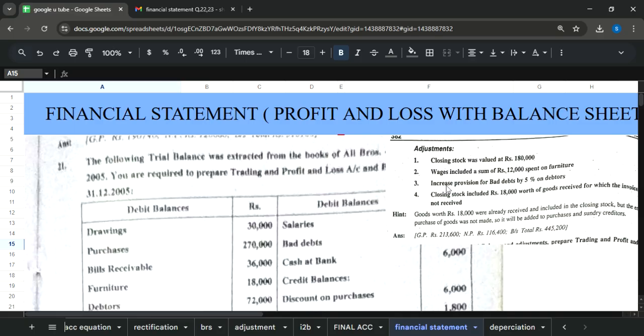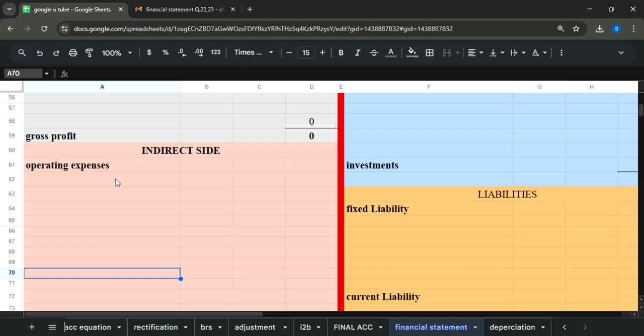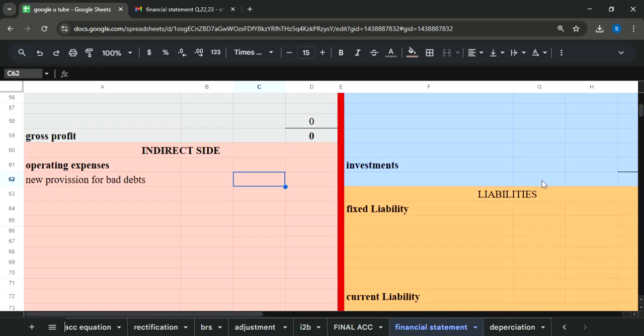Whenever you see an increase in bad debts, usually we go to operating expenses and here we write bad debts plus additional bad debts plus new reserve less old reserve. We usually write in this way. But in this case, you will be writing only new provision for bad debts. And here nothing would be added, nothing would be subtracted, and it is said 5% on debtors. You can calculate over here.